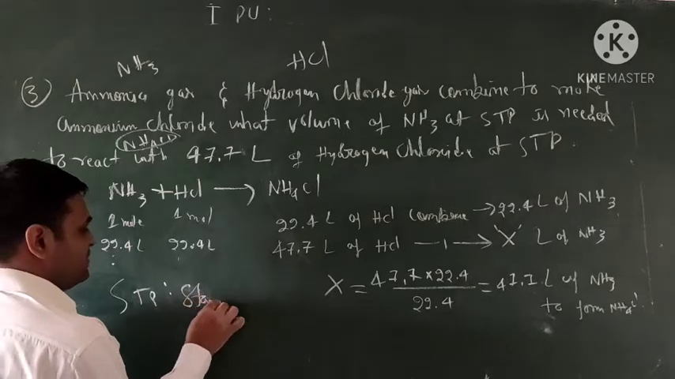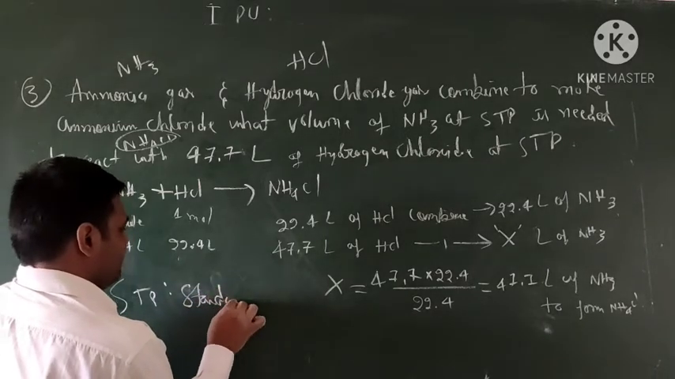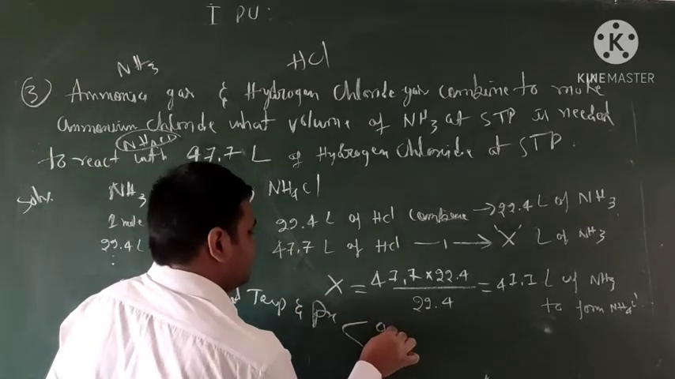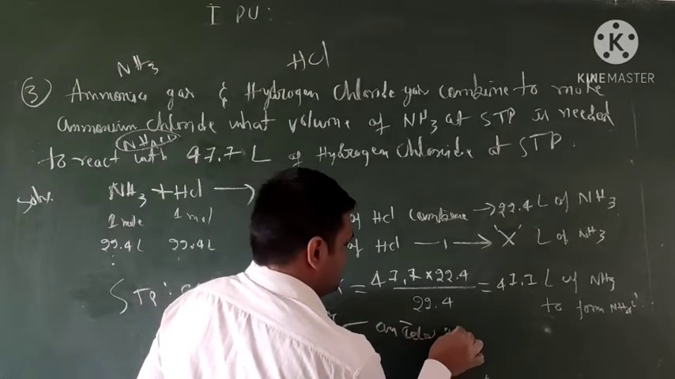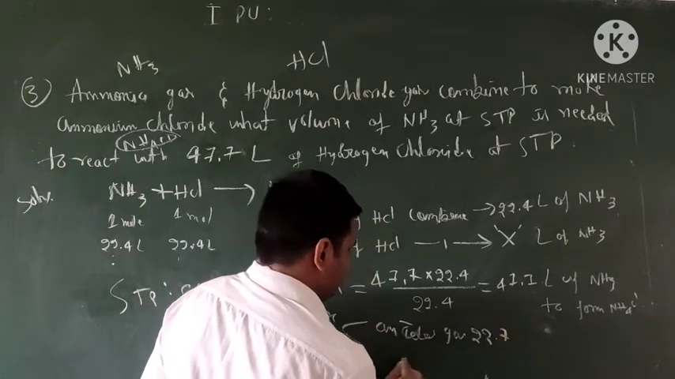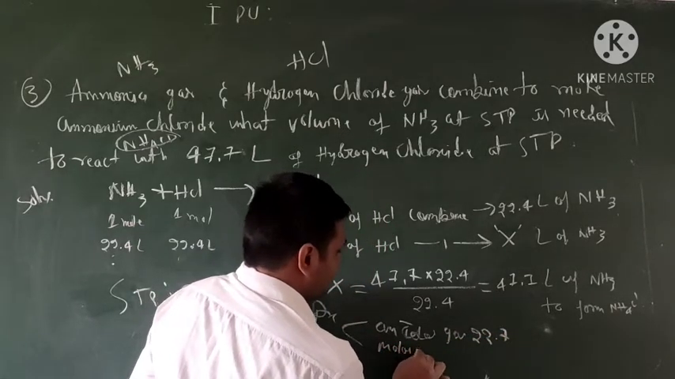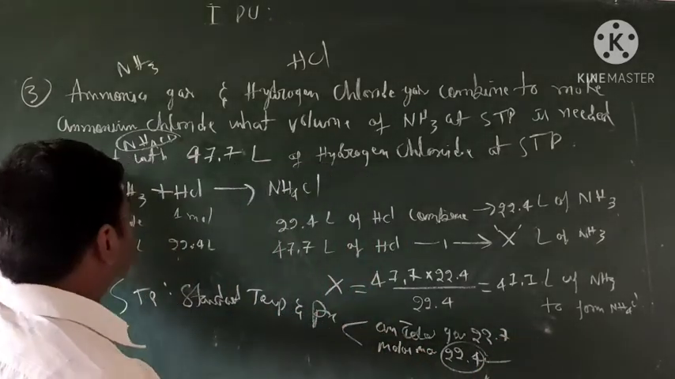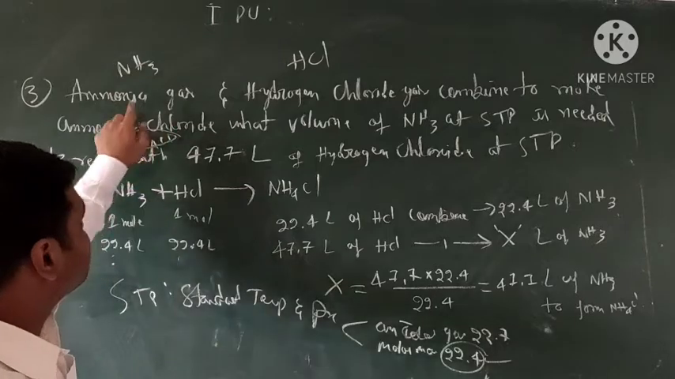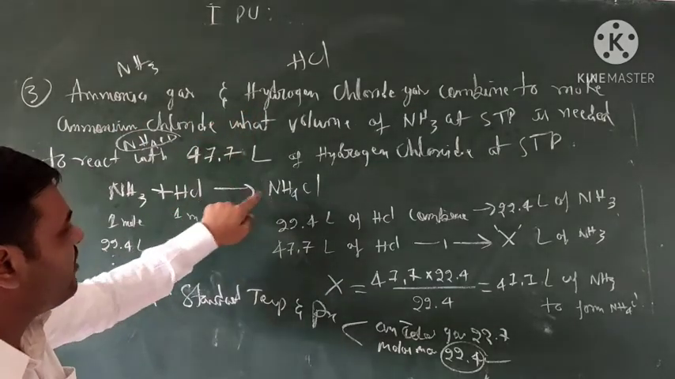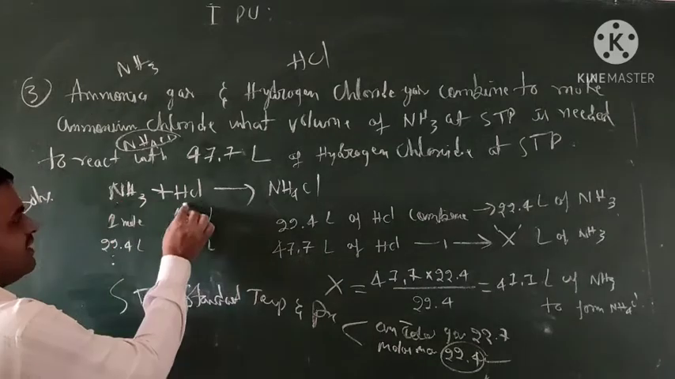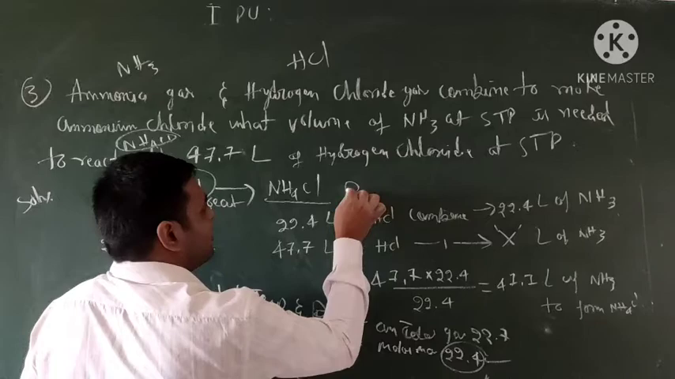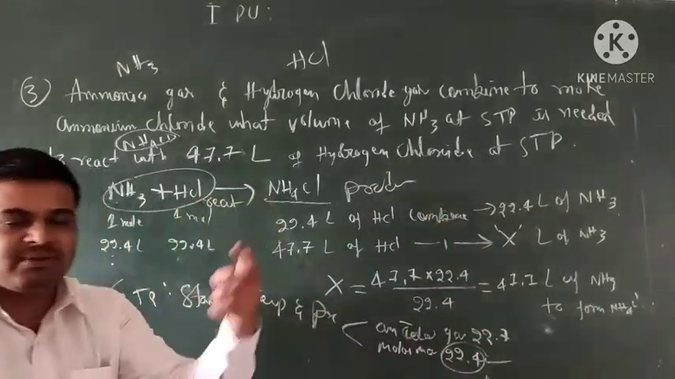This is called standard temperature and pressure. In any ideal gas, the equation is 22.7. In a molar mass we consider 22.4. So the equation is NH3, ammonia, with hydrogen chloride forming ammonium chloride. NH3 plus HCl, this is called reactants. This is called product. Just remember the equation.